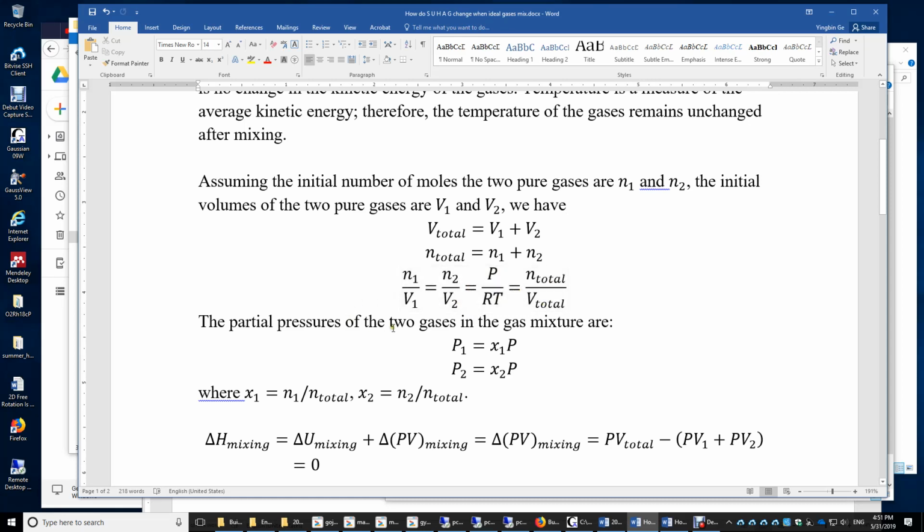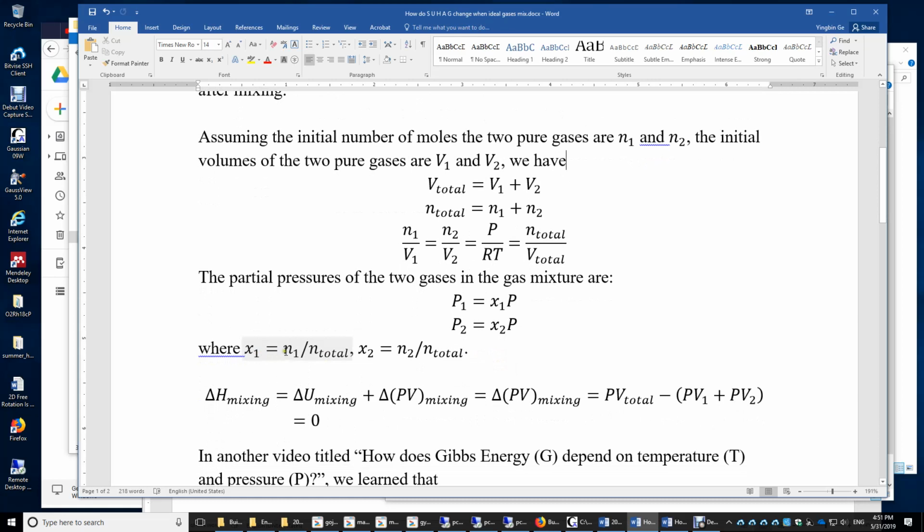The partial pressures of these two gases in the gas mixture are P1 equals X1, the mole fraction of gas 1, multiplied by the total pressure, and P2 equals X2 times P. X1 is the mole fraction of gas 1, X2 is the mole fraction of gas 2.